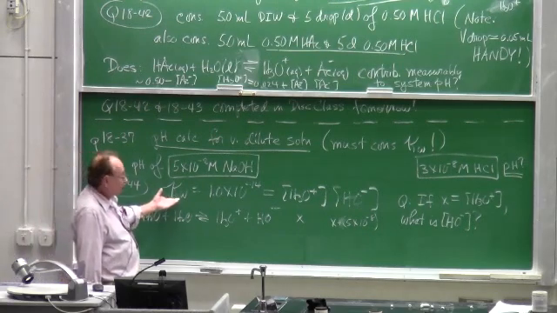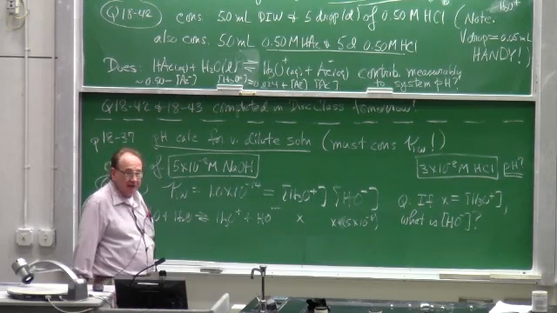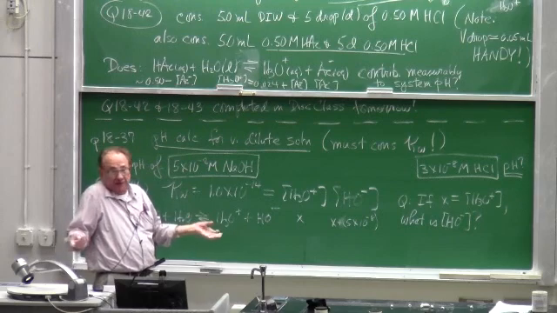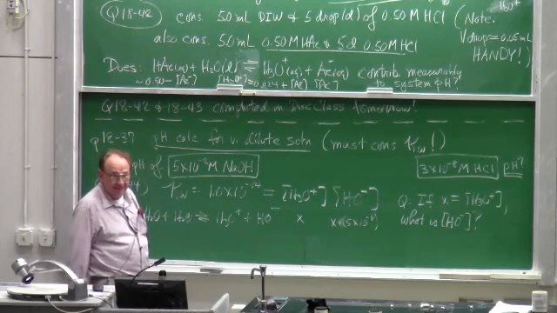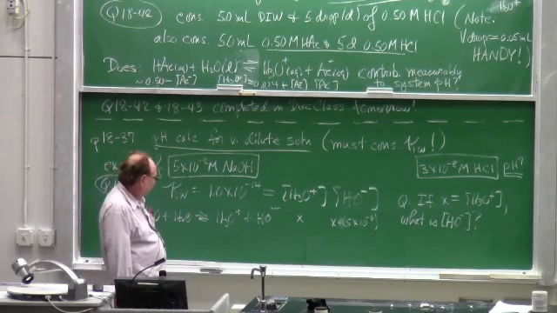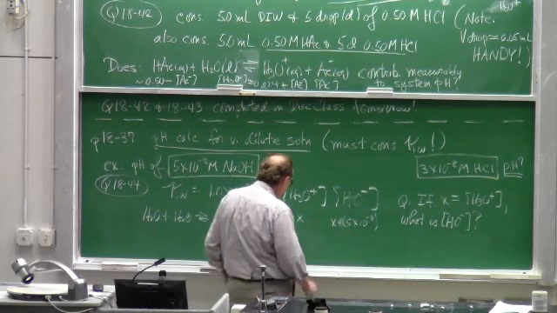For this solution, I can ask what's the pH, what's the pOH, what's the hydronium ion concentration, what's the hydroxide ion concentration. I can ask all these questions. They're all the same question, really. How do I solve it? I got 1.0 times 10 to the minus 14 equals X times this.